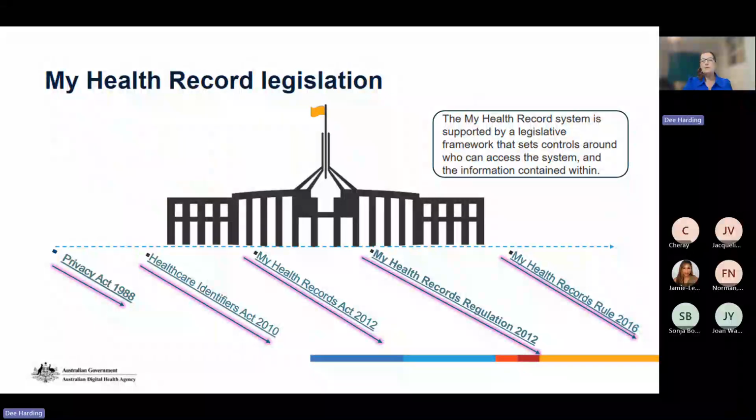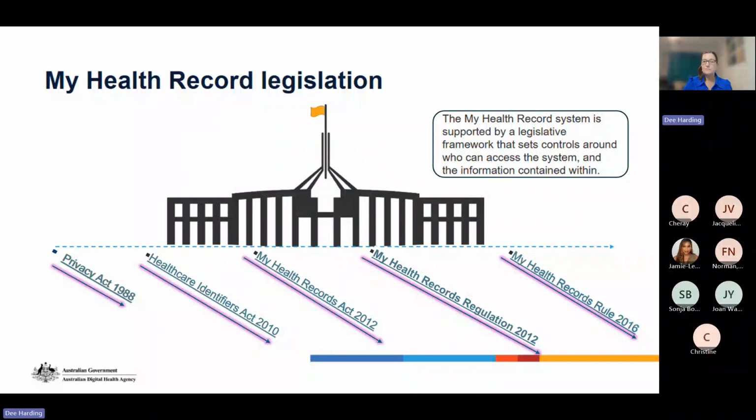The My Health Record system is supported by a legislative framework that sets controls around who can access the system and the information that is contained within the system. It is secure through multiple layers of international best practice in IT security. For example, the Australian Digital Health Agency have a cybersecurity team which monitors, maintains, and improves the system 24/7.